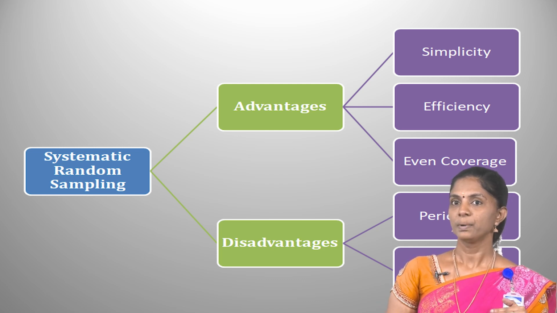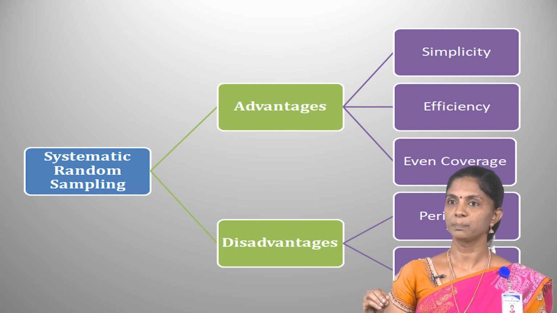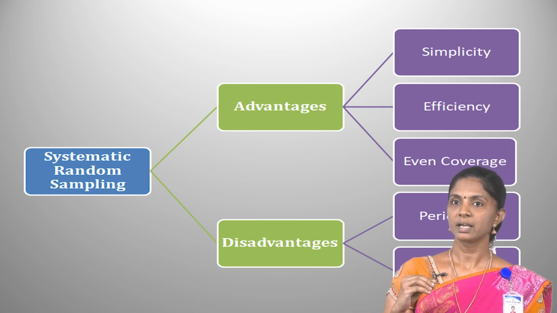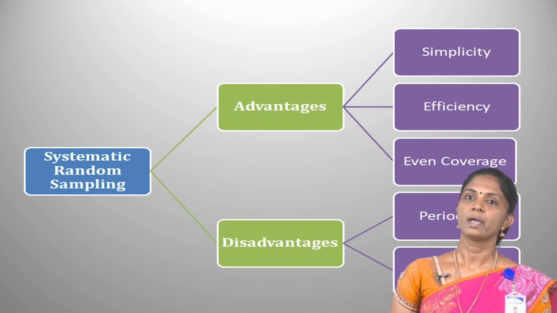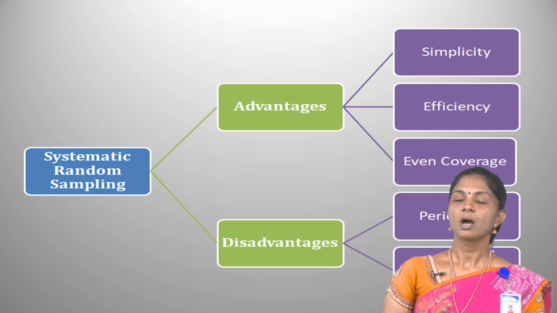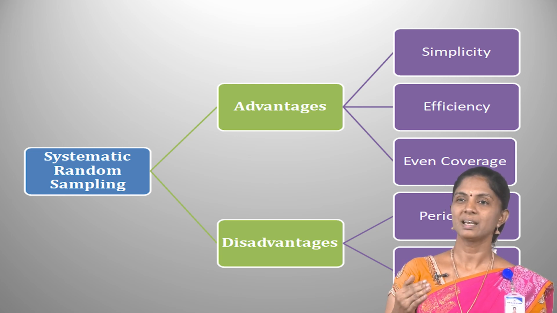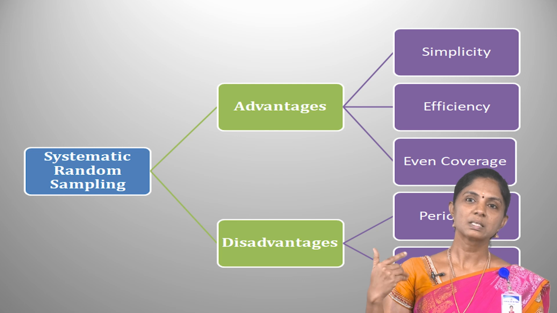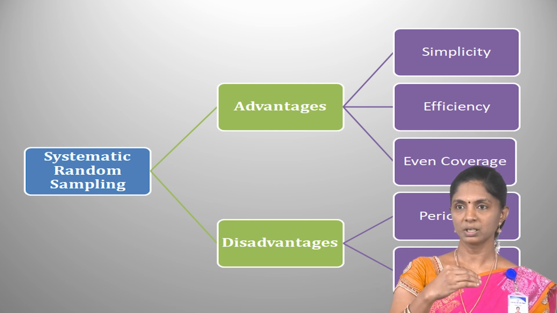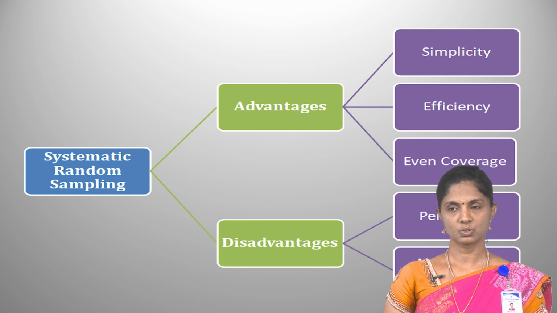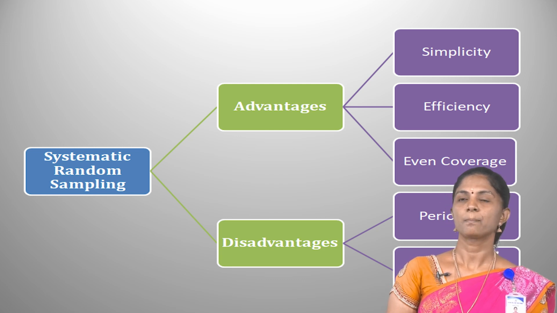Disadvantages. Periodicity. If the population has a hidden periodic pattern that coincides with the sample interval, it can introduce bias. Not always random. The method is less random than simple random sampling, since only the starting point is randomly chosen. So, that is systematic random sampling.